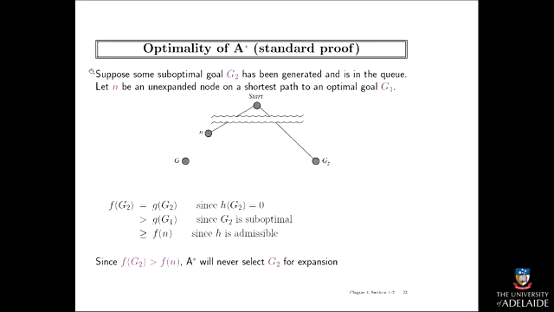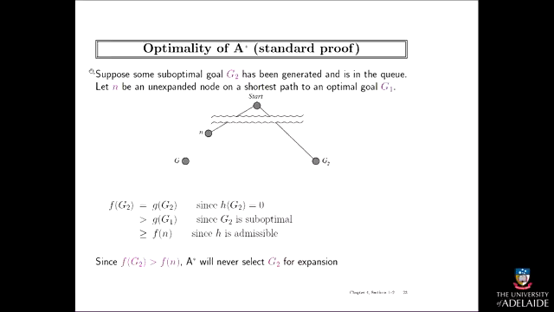So what that means is that the f cost, the value function at n, is less than the value function at g2. But if that's the case, we would never have selected g2 in the first place, because A star tells us that we have to pick the one that has the lowest value function. So we should have picked n, not g2. So that says that we are going to descend to the optimum goal fastest.